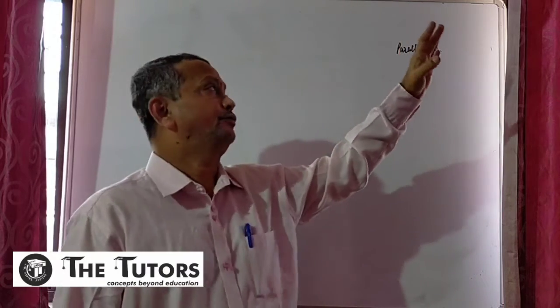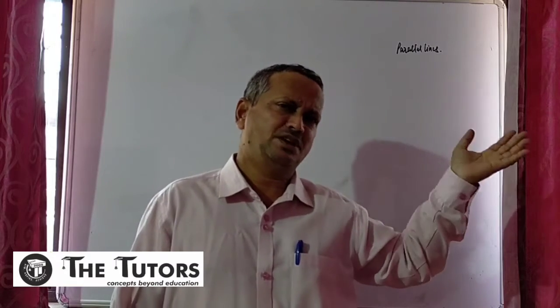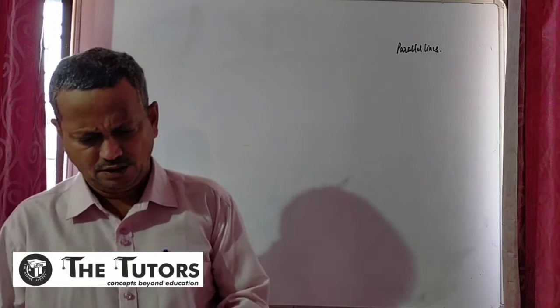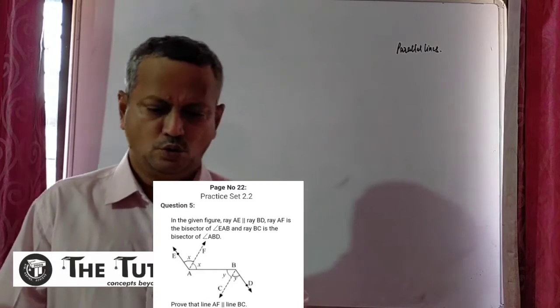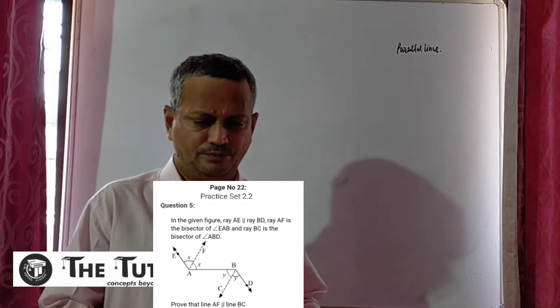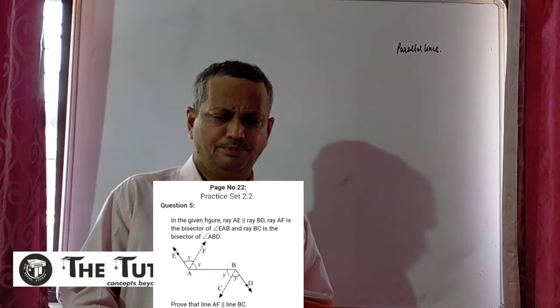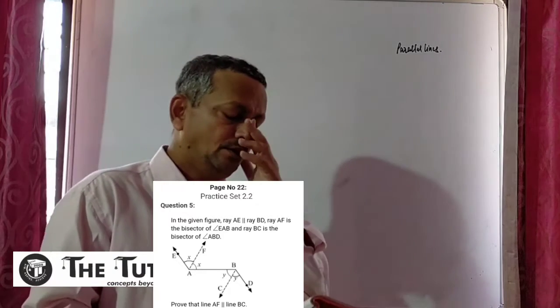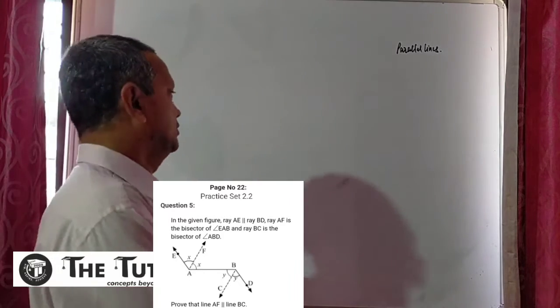9th standard portion of parallel lines, taking additional 2 plus 2 sums during these forthcoming lectures. First is your question number 5 on page number 22. In the figure, ray AE is parallel to ray BD. We draw the diagram.